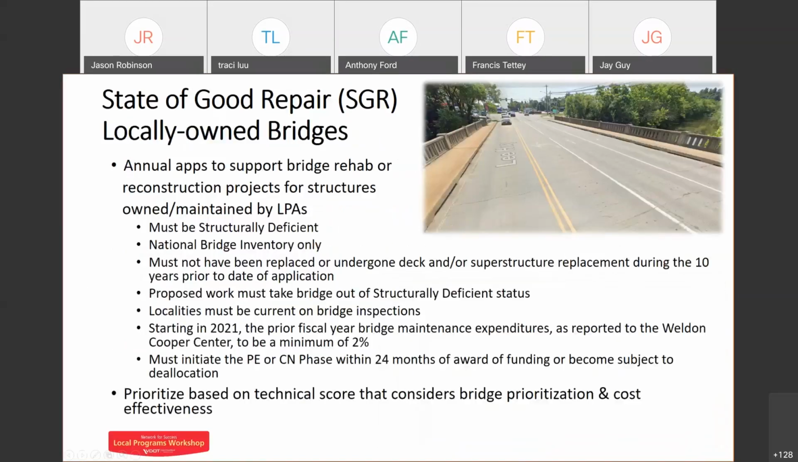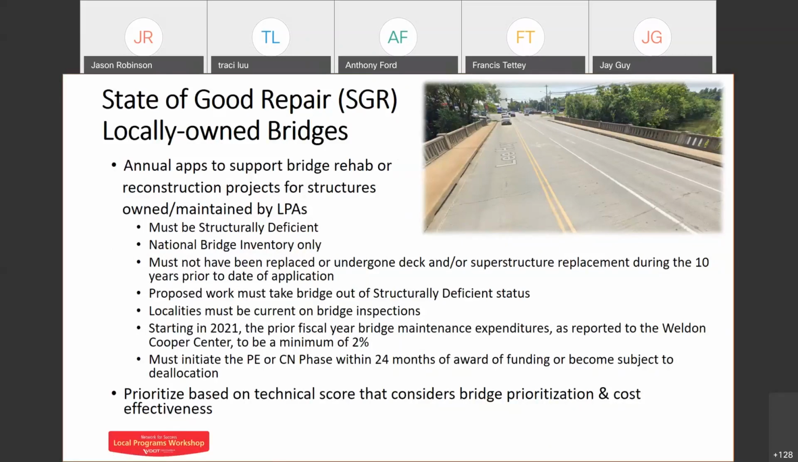So still under the umbrella of state of good repair and still also on the federal side of the menu, we have the locally owned bridges portion of the SGR. And again, this is for bridge rehab or reconstruction for structures that are owned and maintained by the localities, the local public agency. The big takeaway from this is the structure must be structurally deficient to be eligible for these funds, and the work that's funded through this must take the bridge out of structurally deficient status. That's a very important consideration for this funding.